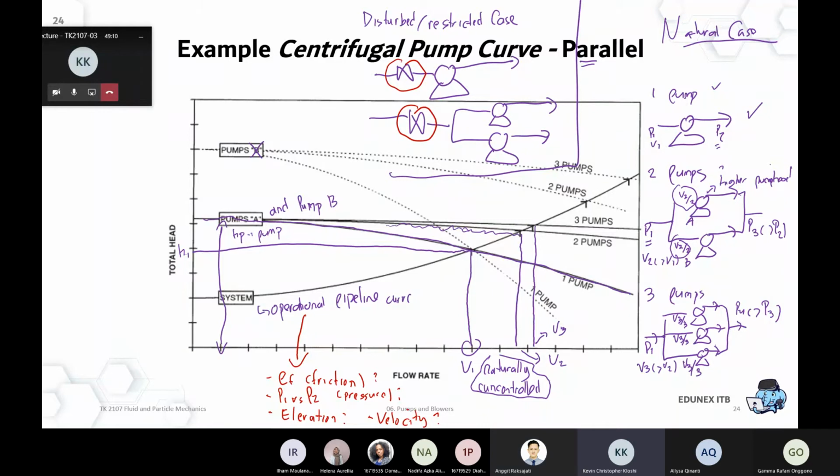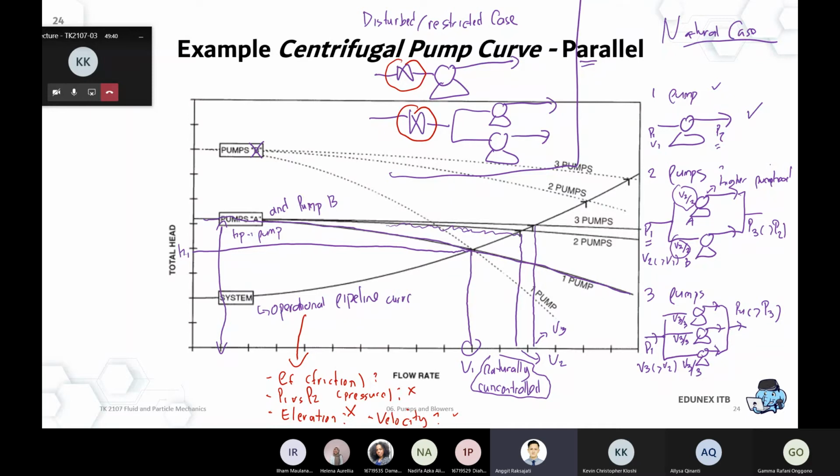Velocity, sir. Okay, it could affect the velocity. Or the friction as well. It will not affect the elevation, right? Yeah, it won't. It doesn't affect the elevation. It doesn't affect the pressure in the source and the destination. Correct? Yes, sir. If it's atmospheric tank, it's still gonna be an atmospheric tank in the beginning. If it's a 5 bar pressurized tank at the end, it's still gonna be 5 bar vessel at the end.